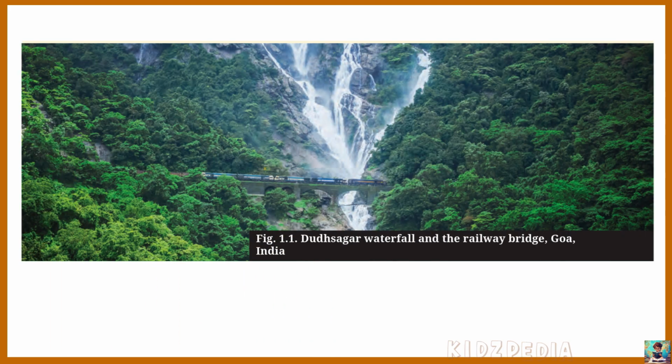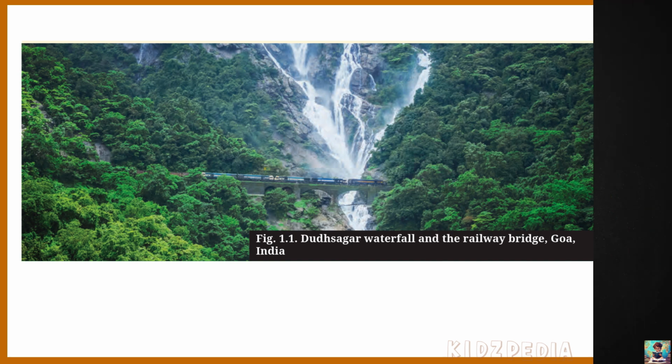Figure 1.1, Dudhsagar waterfall and the railway bridge, Goa, India. This is the beautiful Dudhsagar waterfall in Goa, along with the railway bridge passing in front of it. The name Dudhsagar means sea of milk because the water looks like white milk flowing down from a great height. This is an example of a natural resource, water.